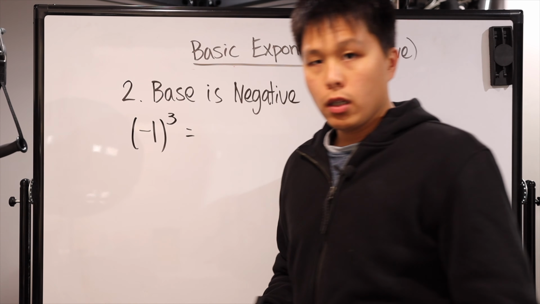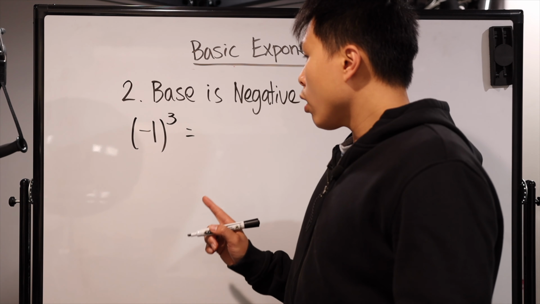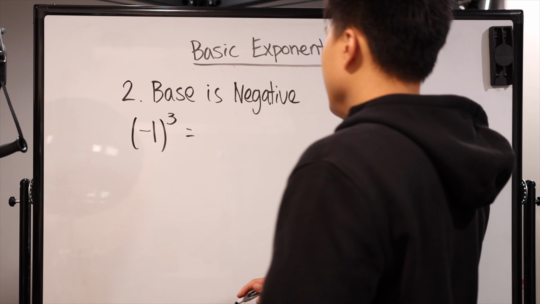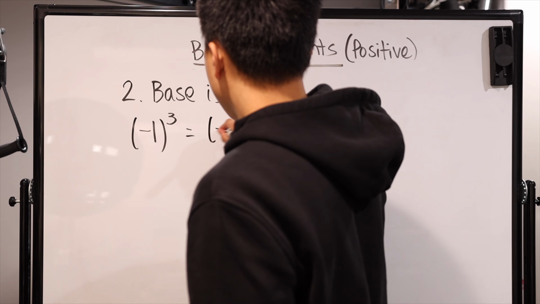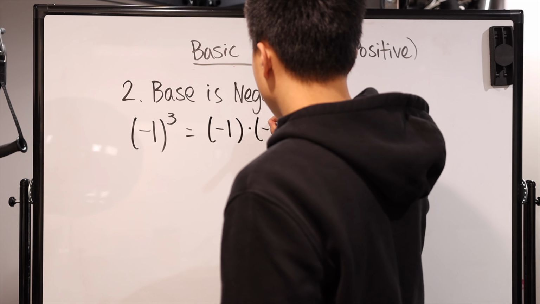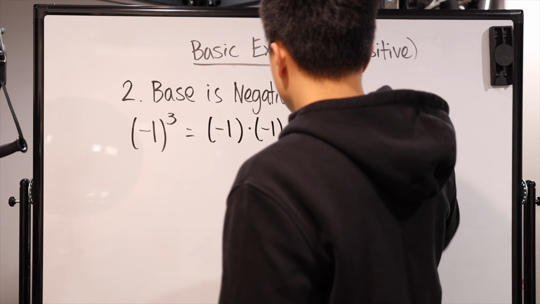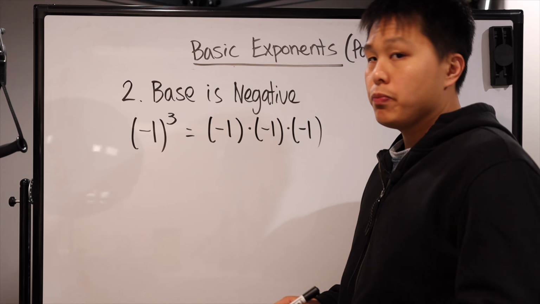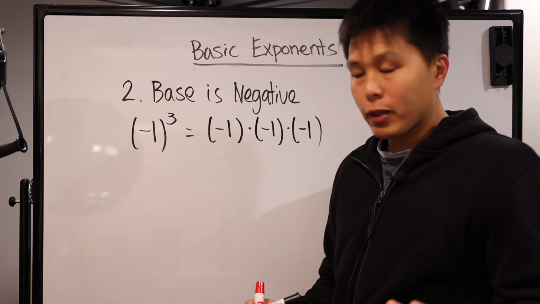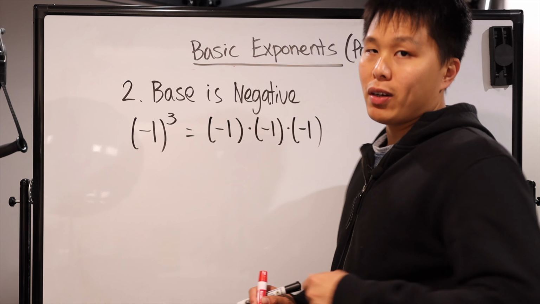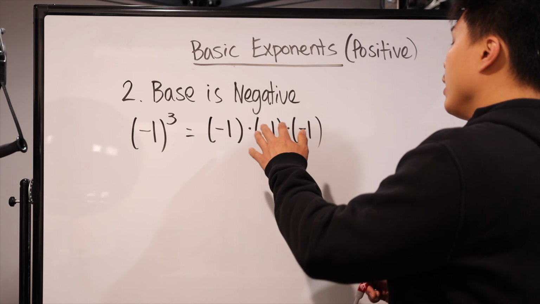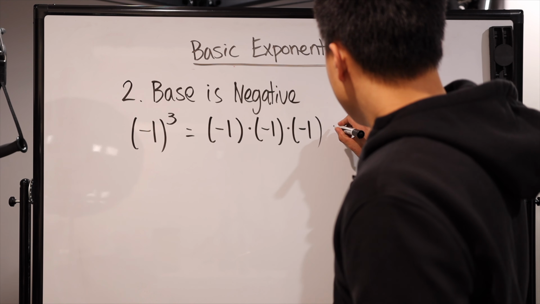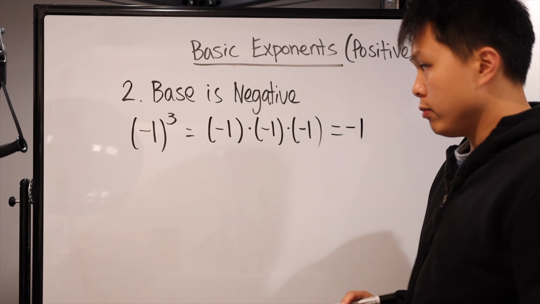-1 cubed. So when you are working with a negative base in an exponent, all of a sudden that negative sign is multiplying by itself as well. So in this case, it's -1 multiplying by itself 3 times. Now I chose this specifically because you don't have to worry about the numbers. -1 times -1 is a +1. Now, all of a sudden, +1 times -1 is a -1. So the final answer is -1.